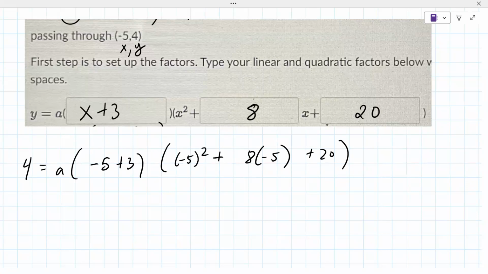Okay. So that's -2, times 25 minus 40 plus 20. So you want to give that a shot solving for A from here. It might be a fraction, might be a whole number.